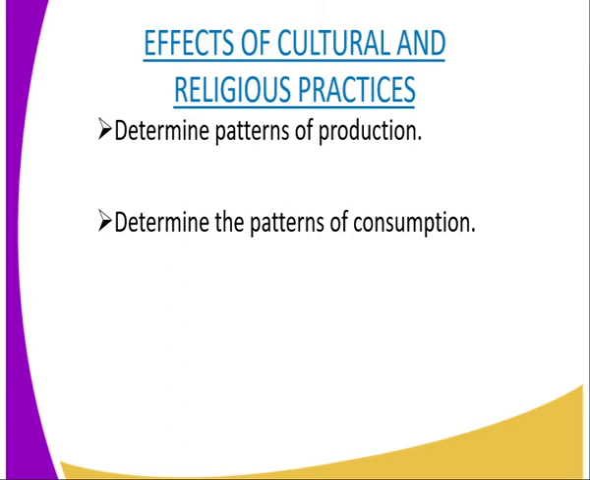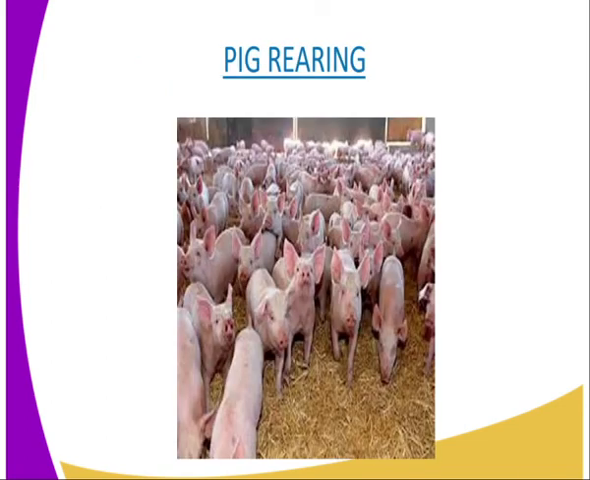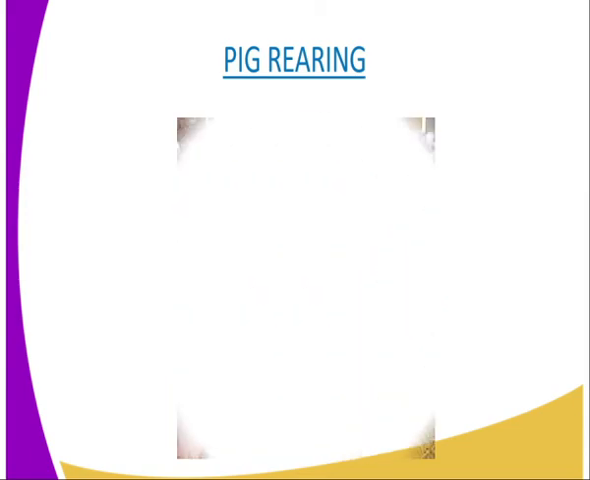Effect of cultural and religious practices. The culture of a certain community determines the patterns of production and also patterns of consumption. We can look at a business here, that is an agricultural activity, whereby a pig rearing farmer will not get a market in a Muslim community. And therefore, this business will have a limitation when it comes to the market.